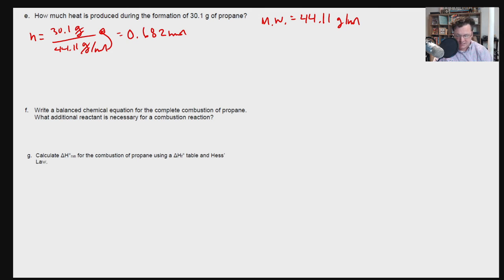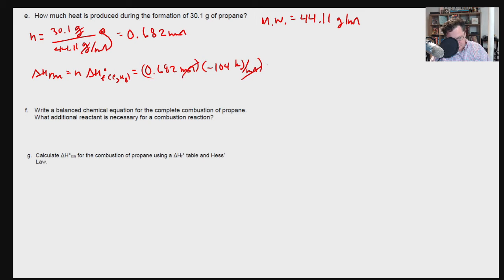Now we want to figure out how much energy is going to be released in that case. The delta H of this reaction is equal to the number of moles times the delta H of formation of the propane. So we plug in our numbers: 0.682 moles multiplied by negative 104 kilojoules per mole. The moles cancel, and we only stick with kilojoules. 0.682 times negative 104 gives us negative 70.93 kilojoules.